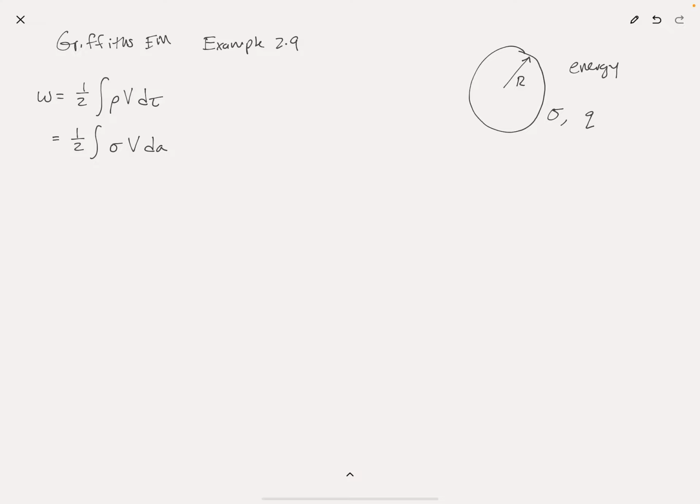In previous examples, you have already found what the potential of this sphere is, and specifically we want the potential at the surface. Let me just write down the expression here: sigma times 1/4πε0 Q over R, integrated over dA.